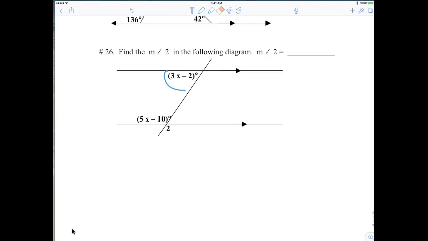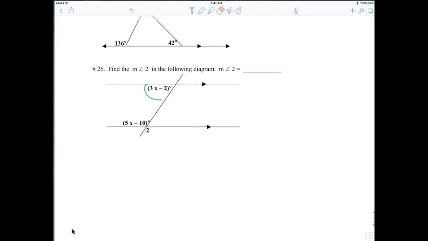But again, I'm not asking you for that. Go ahead. Same side interior, consecutive interior. Yeah, you're right. You'll see in different geometry books they're called different things.